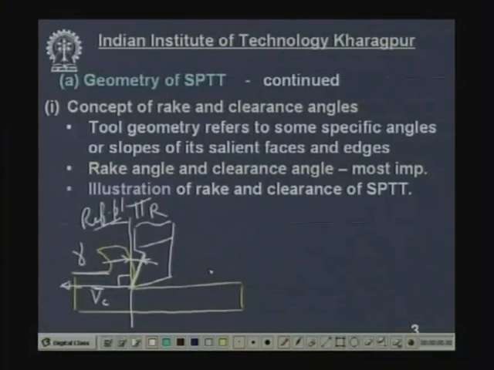And what is clearance angle? Clearance angle is the angle of inclination of the flank surface or clearance surface of the tool from the machined surface, and this angle is called clearance angle, denoted by alpha.